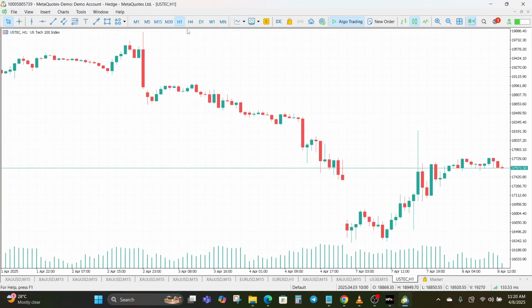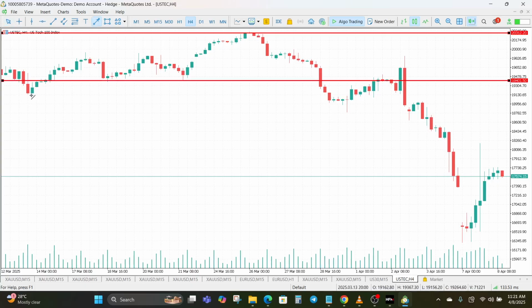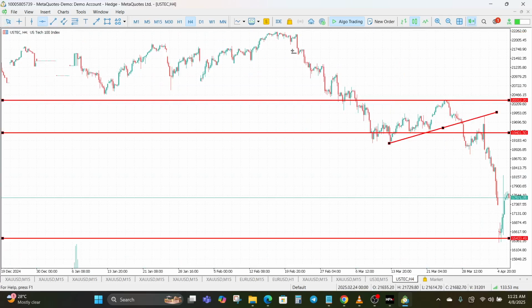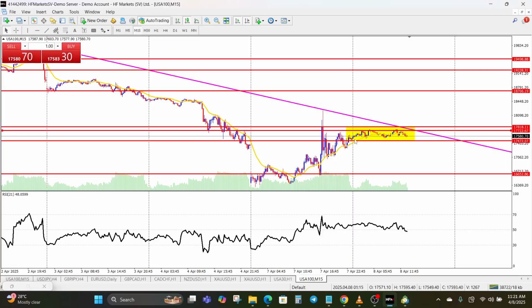So you plot your levels on the higher time frame. Once you plot your levels on the higher time frame, you go to the lower time frame to look for precise trade opportunities, trade entries and exit. All right, so the strategy is the same. Let's just get back to MT4 where we started.